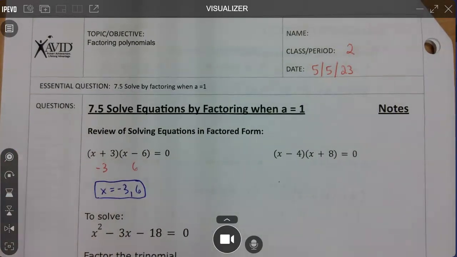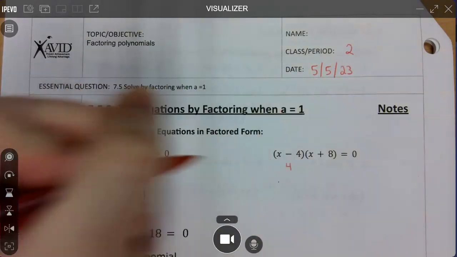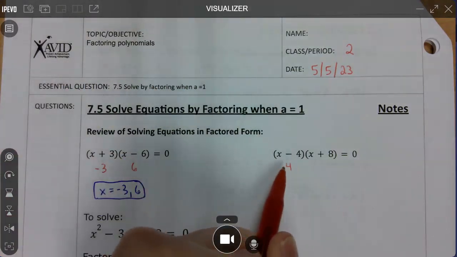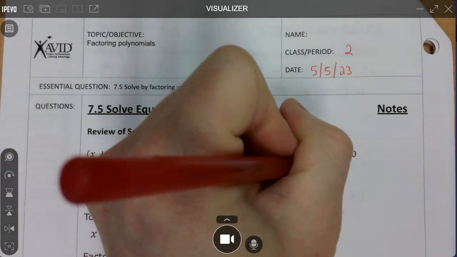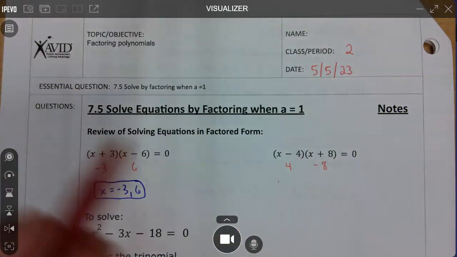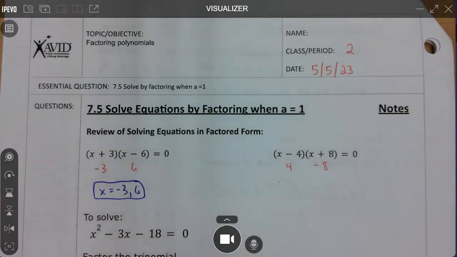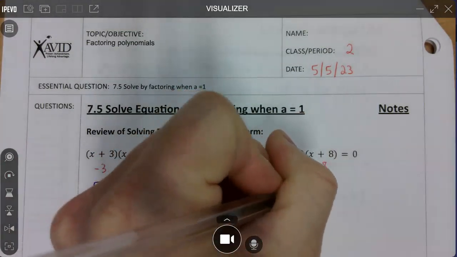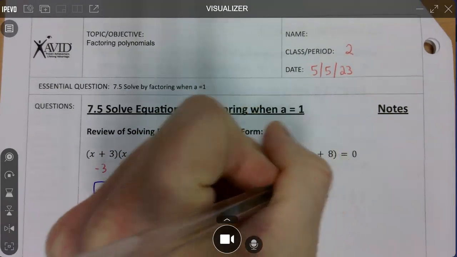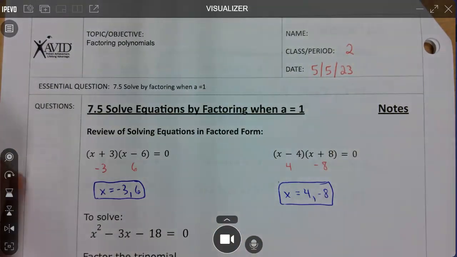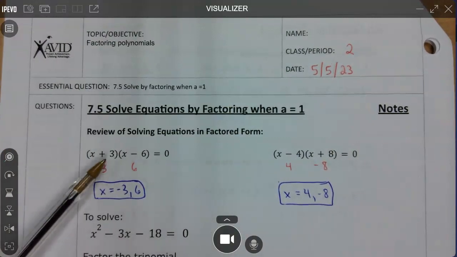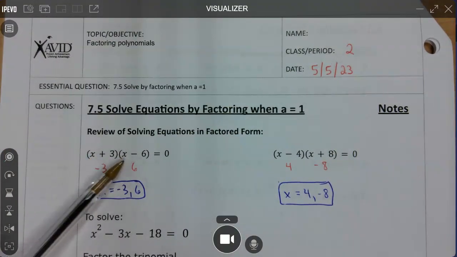And then the second example over here, we would see that x would be 4 to make this factor 0. And x would be -8 to make this factor 0. Because remember, if we make one of the factors 0, anything times 0 is 0. So my answers on this one would be x equals 4 and x equals -8. Well, we're not going to be at this step yet today until we actually do the factoring.